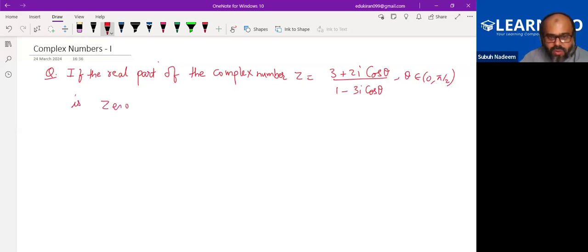So the real part of this complex number is 0. What does it mean? It means that this is a purely imaginary number. Then the value of sine square 3 theta plus cos square theta is equal to... A little bit of trigonometry you will need here.